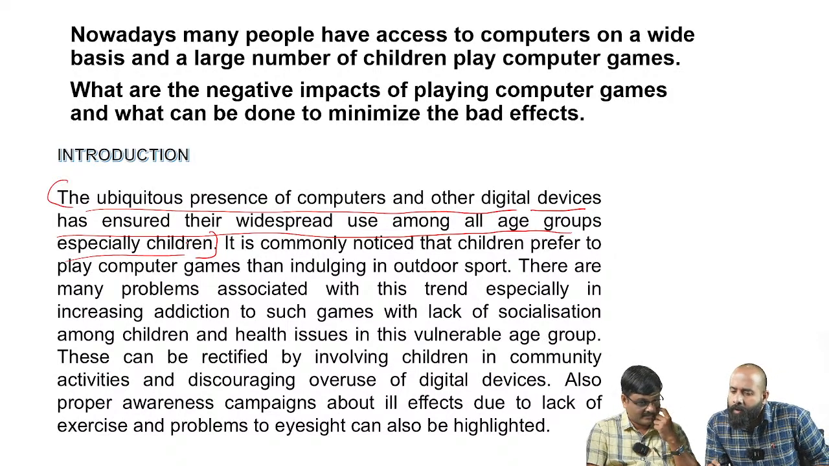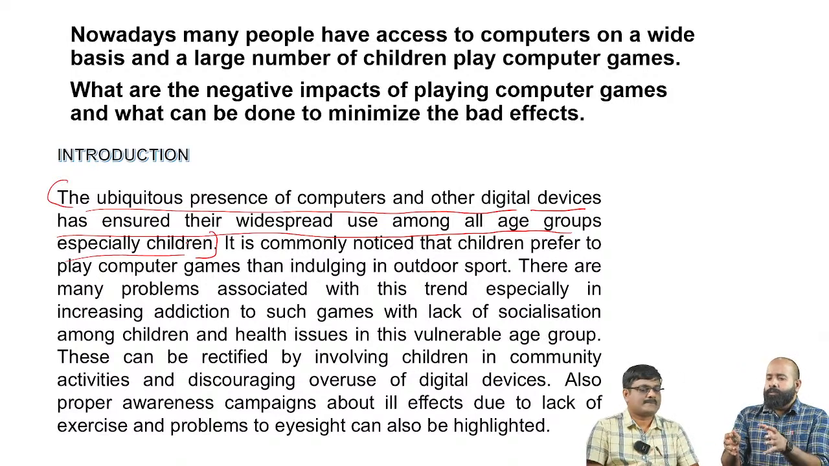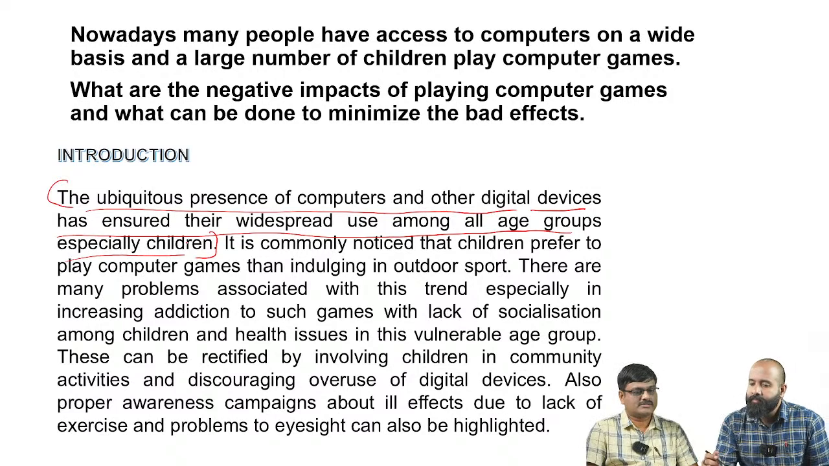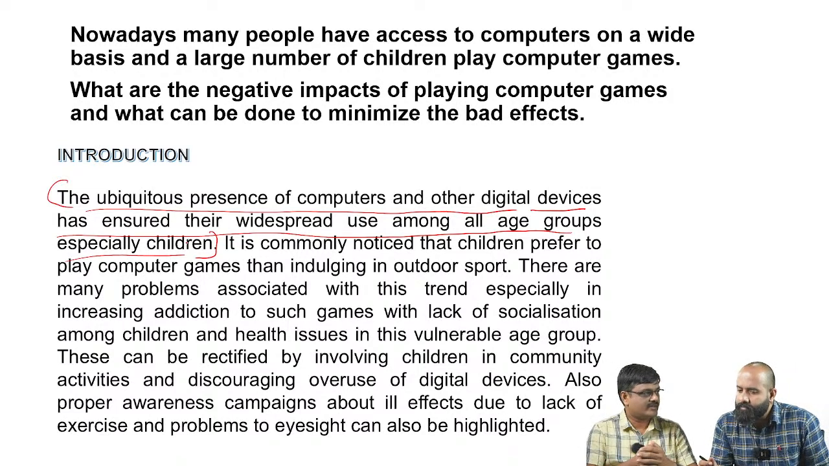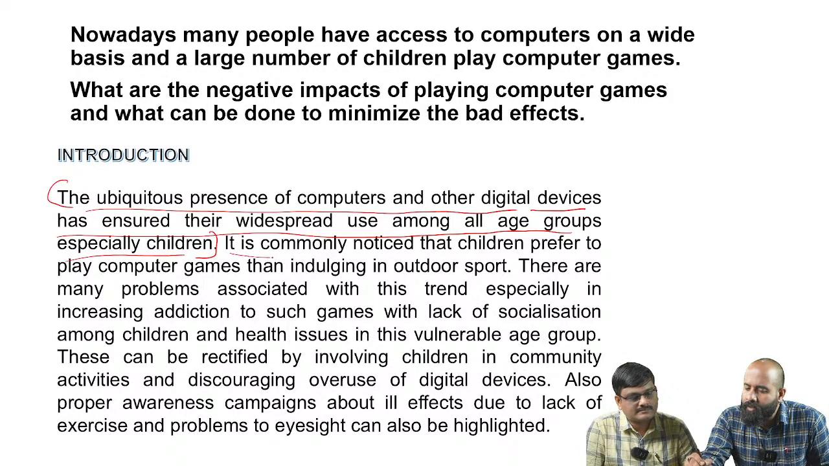And the second one, it is commonly noticed that children prefer to play computer games than indulging in outdoor sports. Here we have tried to do something different in paraphrasing. Like we've introduced something like indulging in outdoor sport. We are trying to emphasize that they are holed up in their homes and they are just playing on computers. So when you talk about a large number of children playing computer games, which means they're not indulged in playing outside. So this is something different that we have tried out in this essay. So pay closer attention to how we have paraphrased the question.